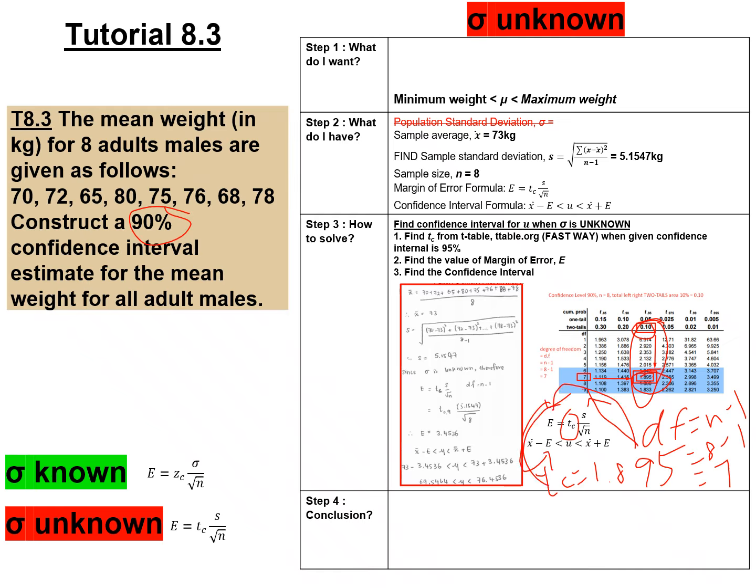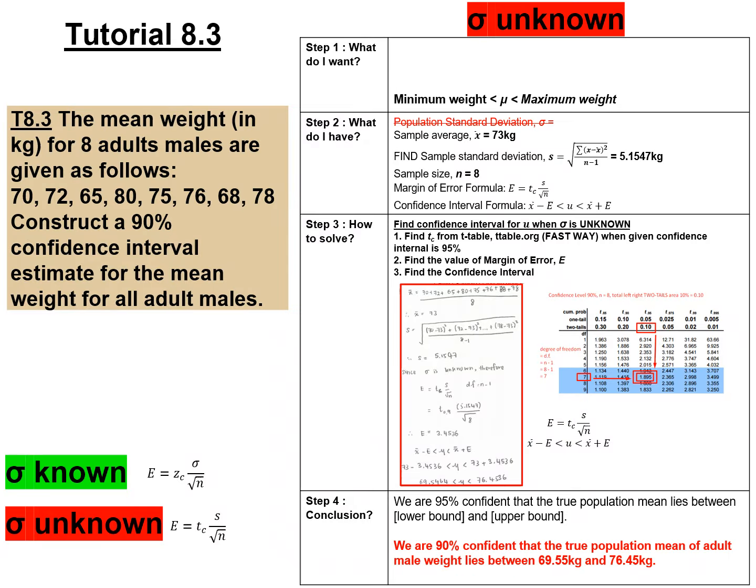So we plug all the known elements into the E formula, so we can find our range maximum and minimum. We're going to write the conclusion. We are 90% confident that the true population mean of adult male weight lies between 69.55 kilograms and 76.45 kilograms.